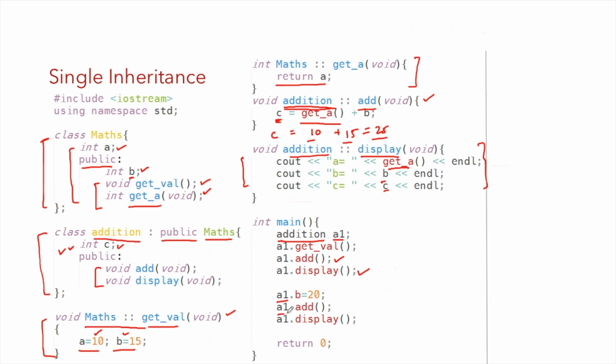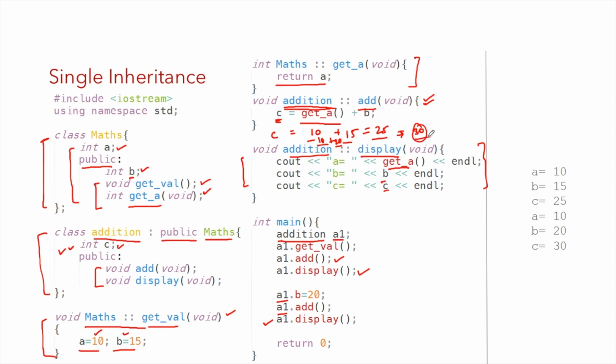So on the next line, I'm writing a1.add. So again, this function will be called. So we know that the value has been updated. So the value of a is still 10. So 10 plus the updated value 20, so c will become 30. So this is the new value of c, and again we are calling the same function, that is display. So it is just going to print the new values of a, b and c, which are 10, 20 and 30. And after that my main program is going to end.